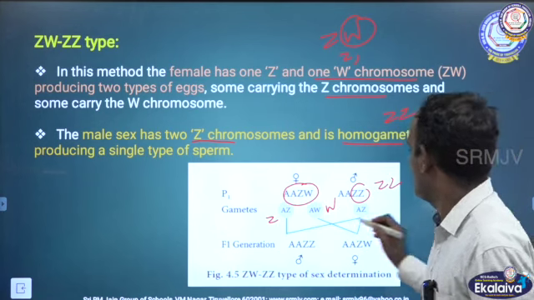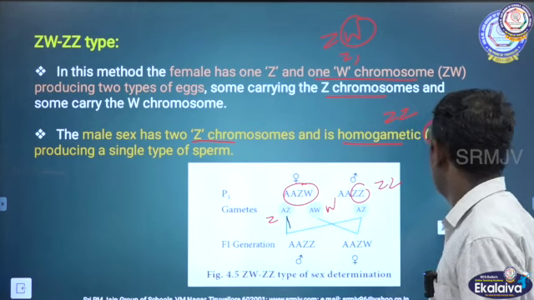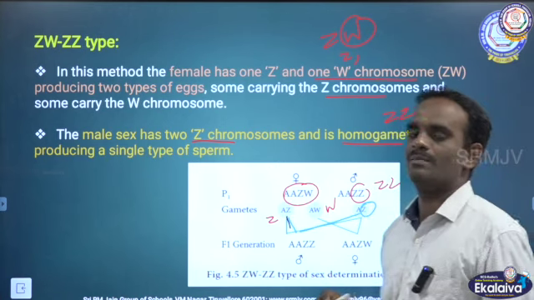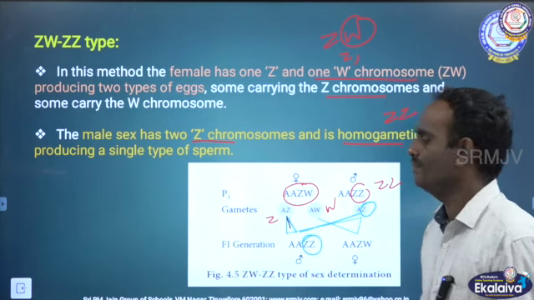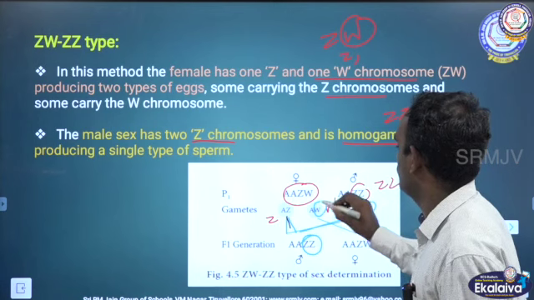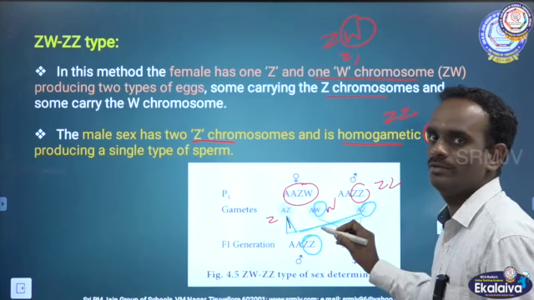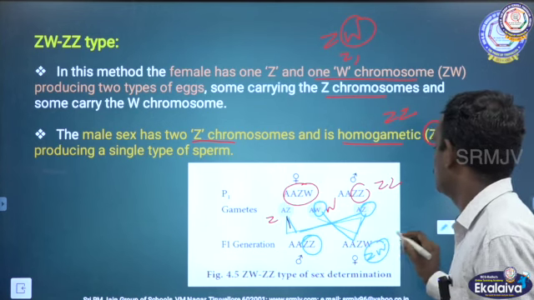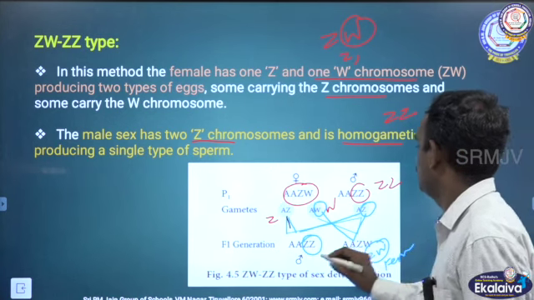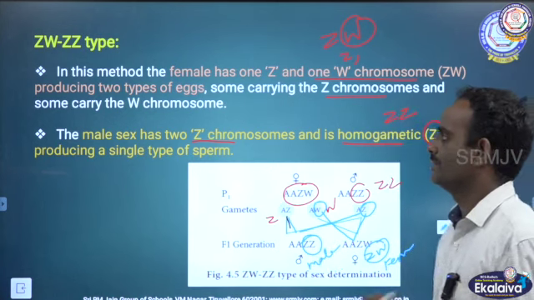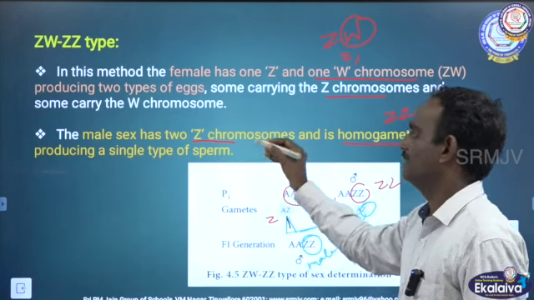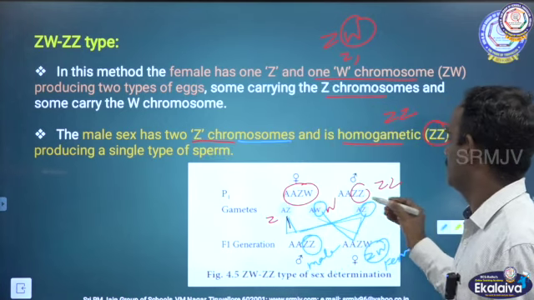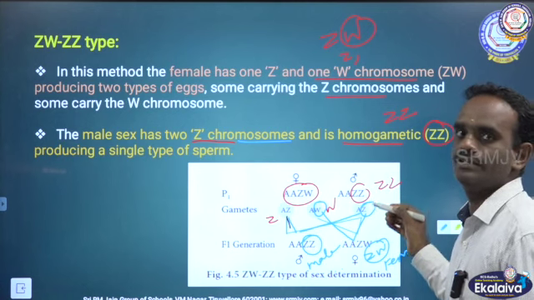So, when the egg having the Z gamete fuses with the male gamete Z, what will happen? ZZ will form. Then the other type of egg, having the W chromosome, fuses with Z, what will happen? ZW will form, it is female, and here it is male. See the picture, the male sex has two same Z chromosomes, so it is said to be homogametic. Here the two gametes are the same, so it is homogametic.